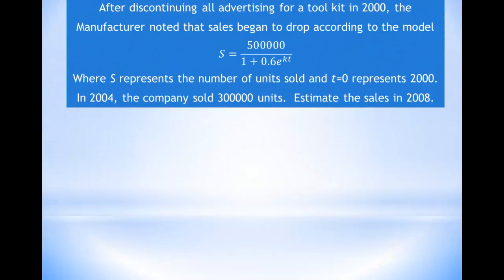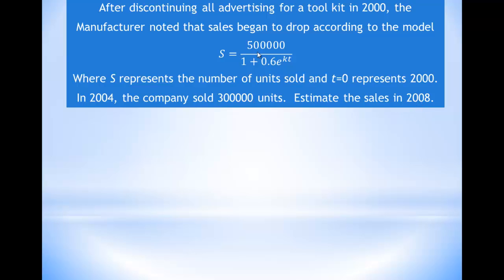Let's look at another example. After discontinuing all advertising for 2000, the manufacturer noted that sales began to drop according to this model. So here again we have a model, a little more difficult than the last one, where S represents the number of units sold and t equals 0 represents 2000. In 2004, the company sold 300,000 units. Estimate the sales in 2008.